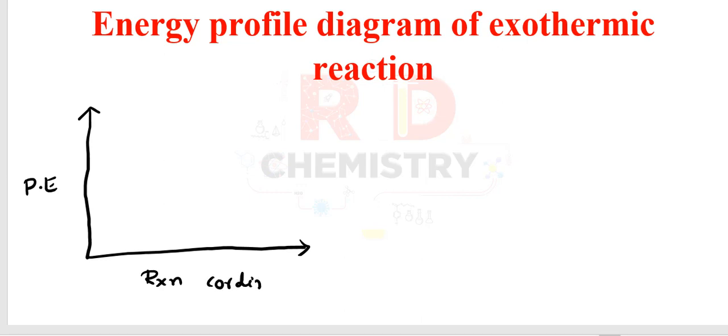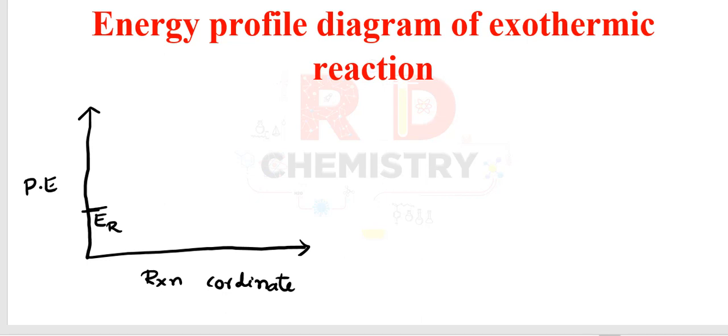Let me draw the y-axis and the x-axis. Along the y-axis, the potential energy of the reactants and the products. On the x-axis, let me have the reaction coordinate. Reaction coordinate is also known as the progress of the reaction. Assume you have initially the energy of the reactant.